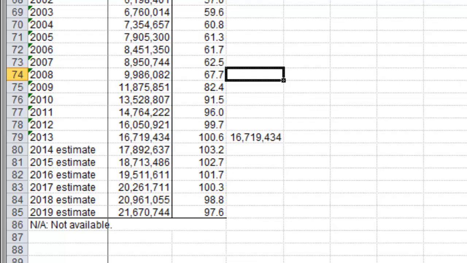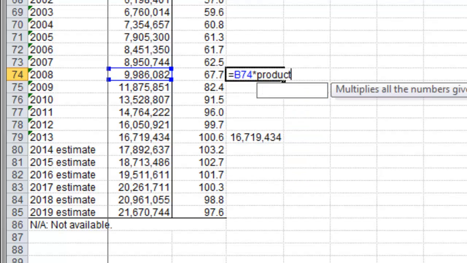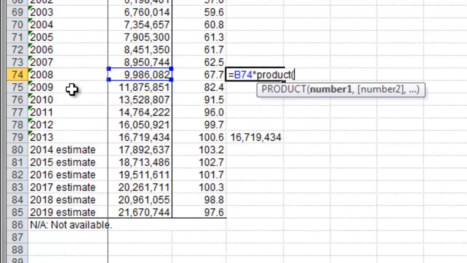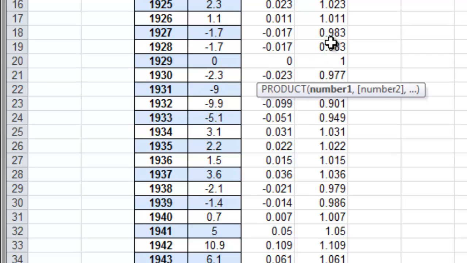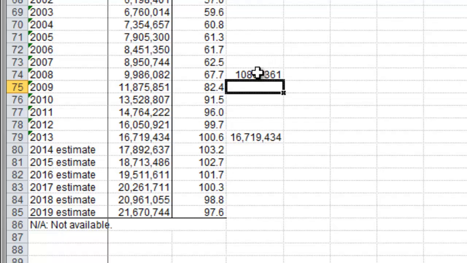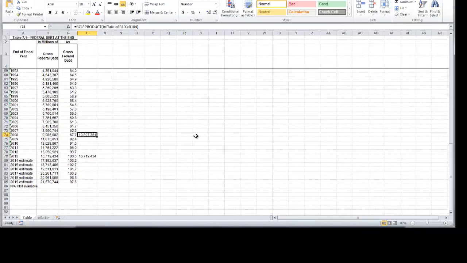2008. So 2008, the book value was that. All right. Now I'm going to multiply that times the product of the inflation rate from 2009 to 2013. Close parentheses. And voila, here's what I get. Okay, so in 2008, 9.986 trillion was worth 10.807 trillion in 2013 dollars.